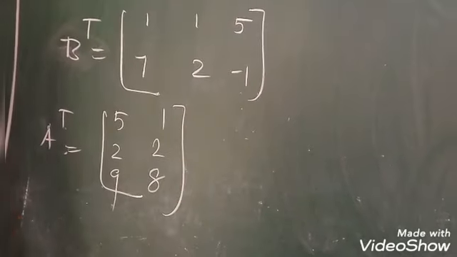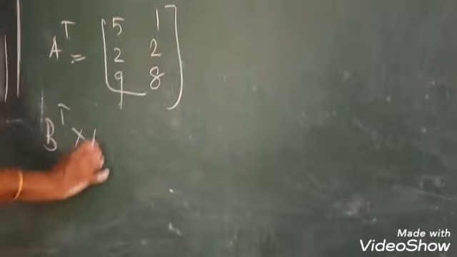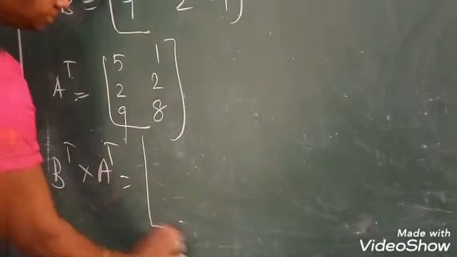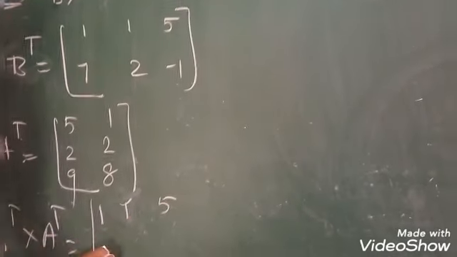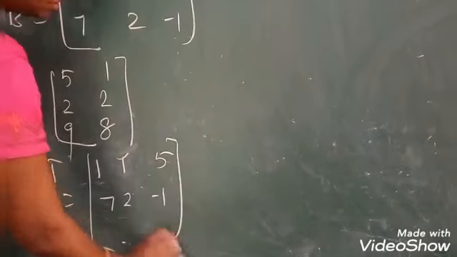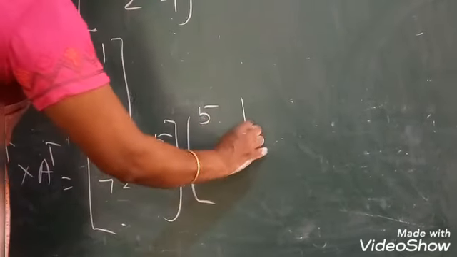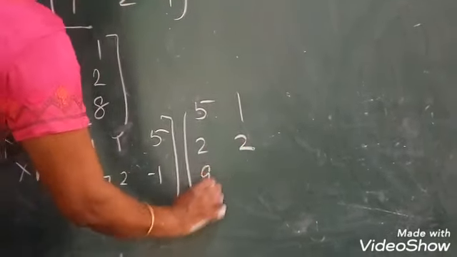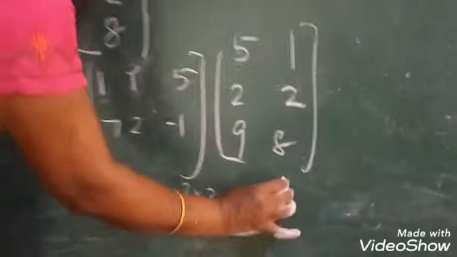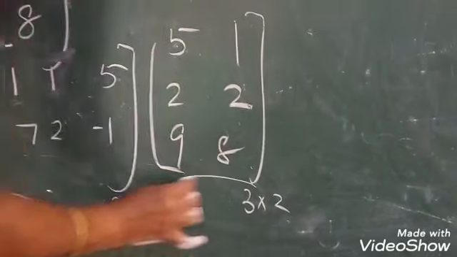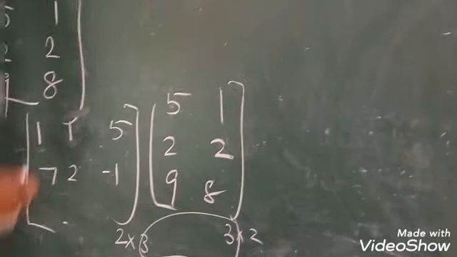Okay. Now we want to multiply B transpose and A transpose. First we write B transpose. What is B transpose? 1, 1, 5. Here 7, 2, minus 1. This is the B transpose matrix. Then A transpose: 5, 1, 2, 2, 9, 8. Now we have to write the orders of the matrices: 2 cross 3 and 3 cross 2. Now you will get the product matrix of order 2 cross 2. Can you multiply, girls? Yes.